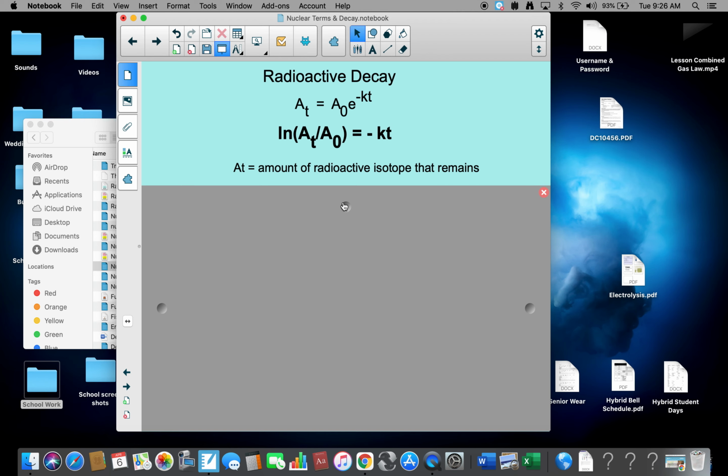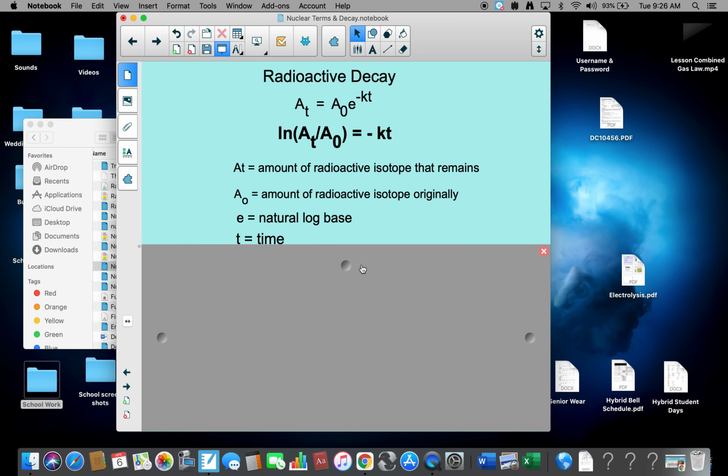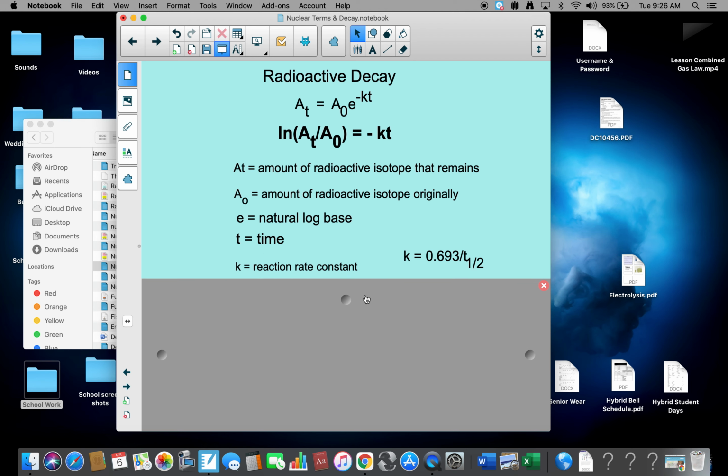Now, A_t is the amount of radioactive isotope that remains. A_0 is the amount of radioactive isotope originally. e is the natural log base. t is time. And k is a reaction rate constant. And k is 0.693 over t 1/2.